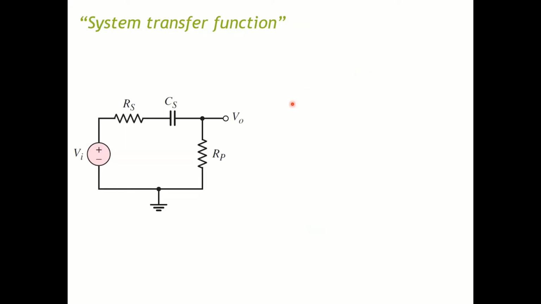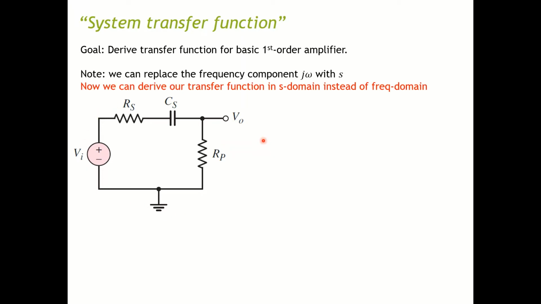So next step, let's go through some typical examples of system transfer functions. We have this circuit in here, and our goal is to derive the transfer function for this basic first order amplifier. So first of all, what is the transfer function? Technically it's a frequency dependent function of, let's say, output voltage over input voltage, or in general an output term over an input term.